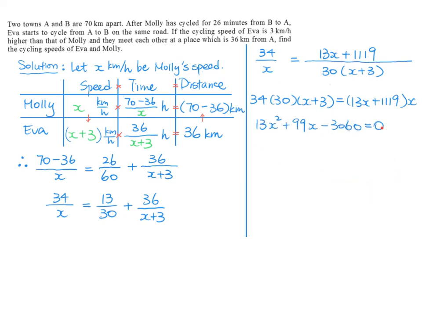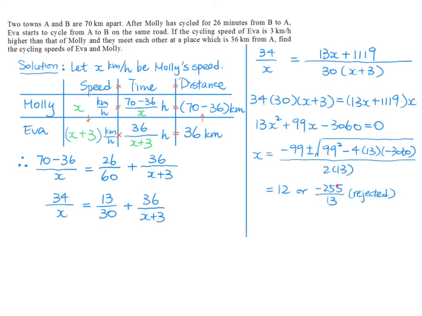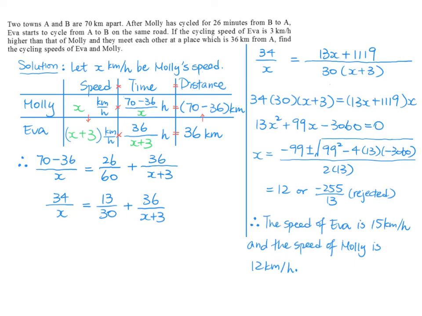So now we have a proper quadratic, and it's pretty hard to do the cross method. So we use the quadratic formula. And of course, negative speed is not accepted. And so the speed of Eva is 15 km per hour. That's the faster one. And the slower one would be Molly, and her speed is 12 km per hour.